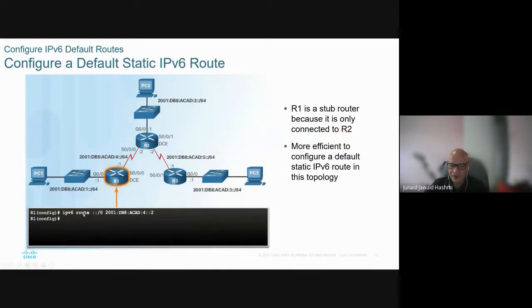So here's the default route, IP version 6 route ::/0, and this is how to get there. This is the address of the next hop, 4::4, colon 2. So this is the network, and this is the address assigned to R2.